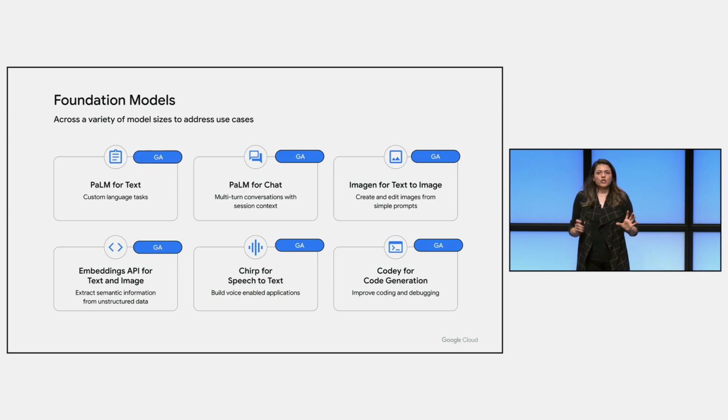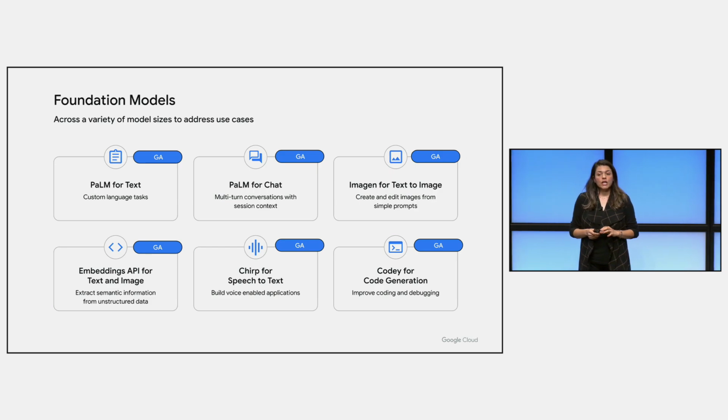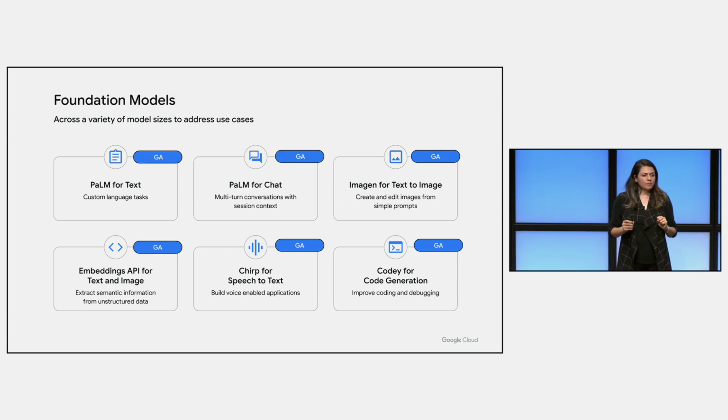These are the foundation models. As I mentioned, these are critical to get started, but they are not sufficient. Also, there are different considerations with models, right? There is text, chat, embeddings, image, code generation, code completion, code debugging, as well as Chirp for text-to-speech. So based on your use case, you can pick the base model.